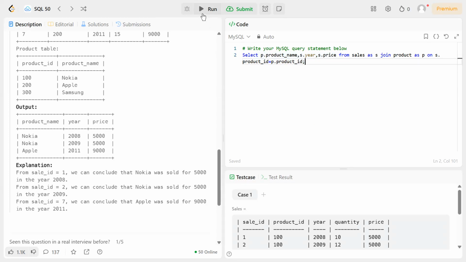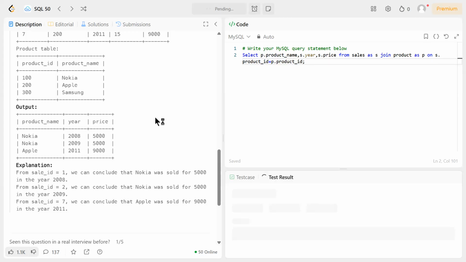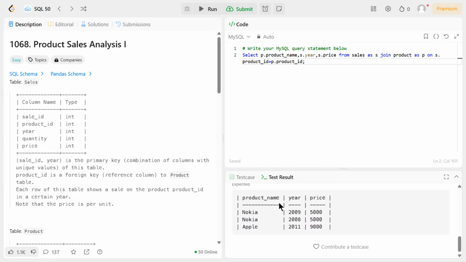Let's try and run this query to check if we are getting the desired output or not. As we can see here, we are getting the desired output. So this query effectively joins both tables, allowing us to fetch the required data efficiently. It's a common SQL interview question that tests your understanding of joins and how to relate multiple tables.